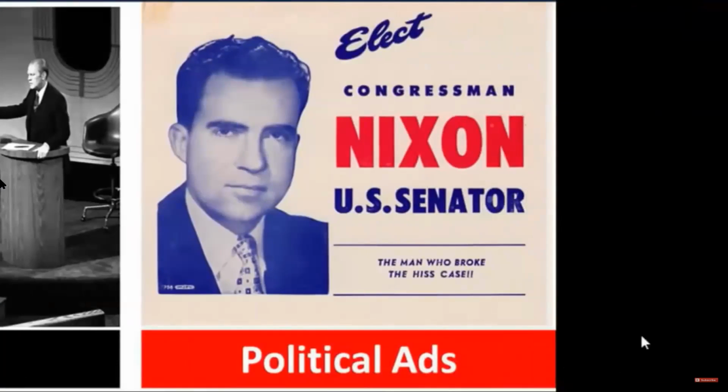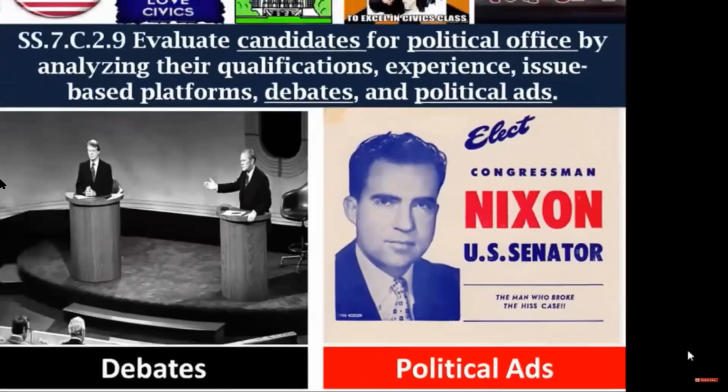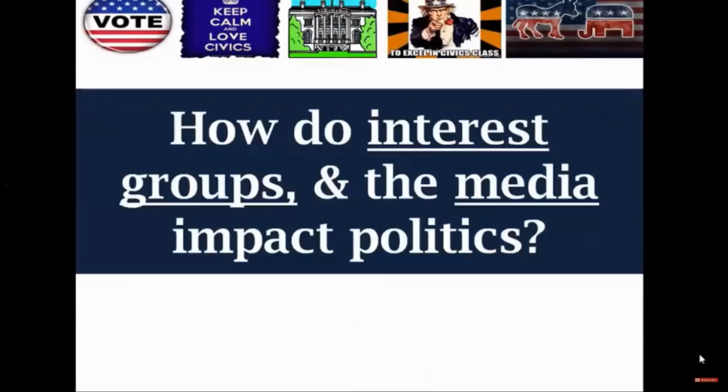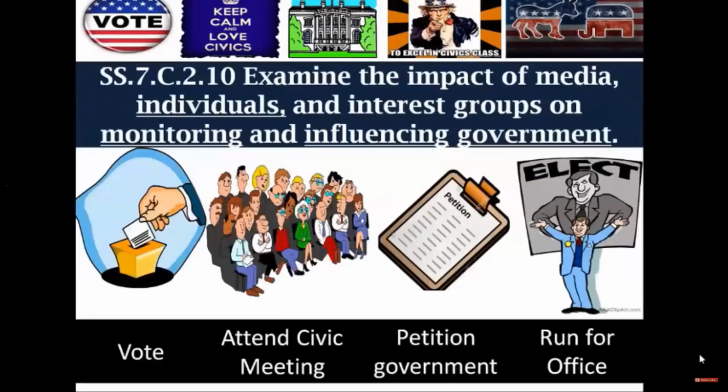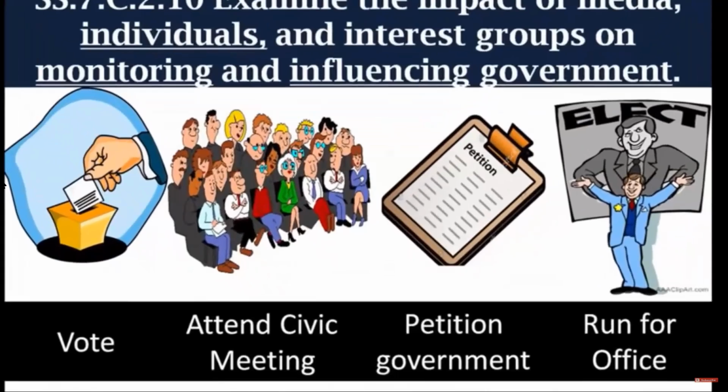Political advertisements are how candidates can reach voters, but you need to remember that these are biased and therefore not always the best source of information. You might also be tested on how interest groups and the media influence politics and the government. Now, this benchmark also includes how individuals can influence politics and the government, but we already covered this, so you know that individuals can vote and attend government meetings, petition the government, and run for office.